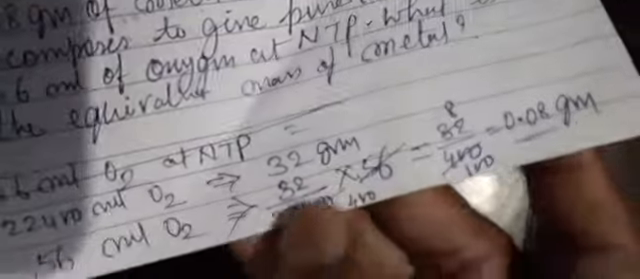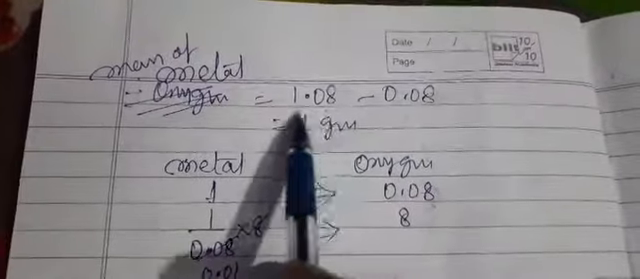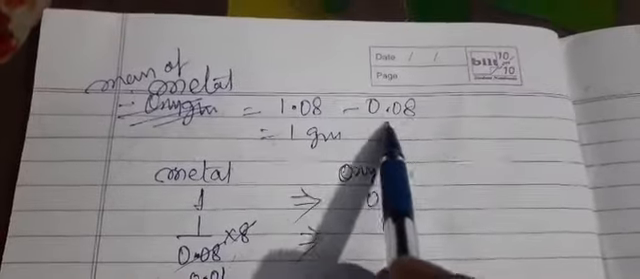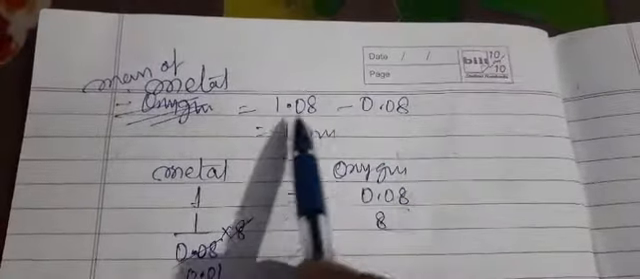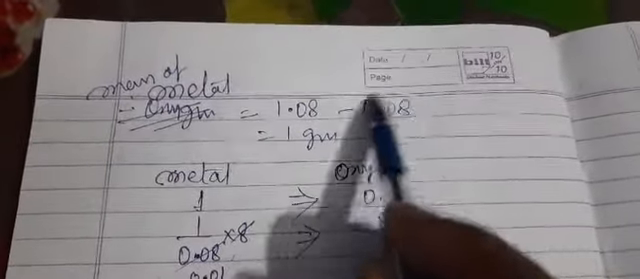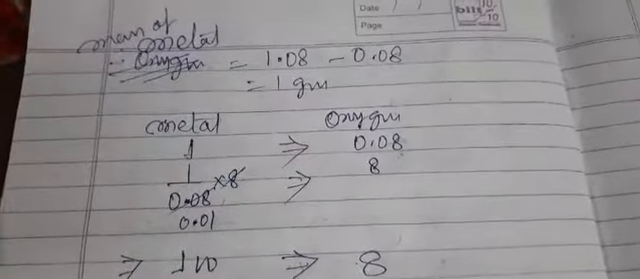Okay. So now the mass of metal. Because you got the mass of oxygen, and the mass of the metal oxide is given in the question, now I will find out the mass of the metal. So this is the mass of the metal oxide, it is subtracted by the mass of oxygen. So subtract the mass of oxygen from the mass of the metal oxide, so you will get the mass of the metal, that is 1 gram. So now we have got the amount of metal which reacted with the oxygen.